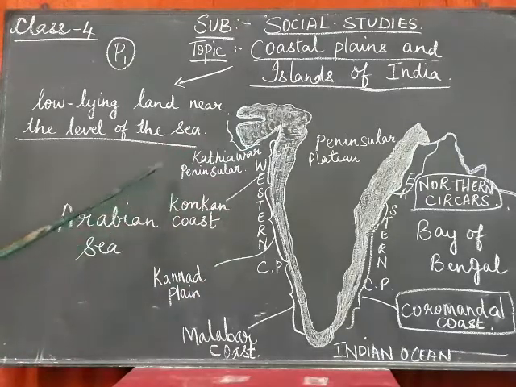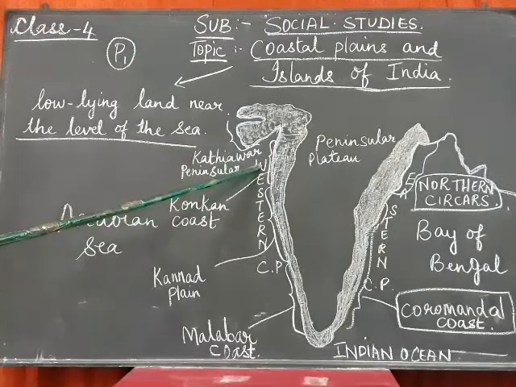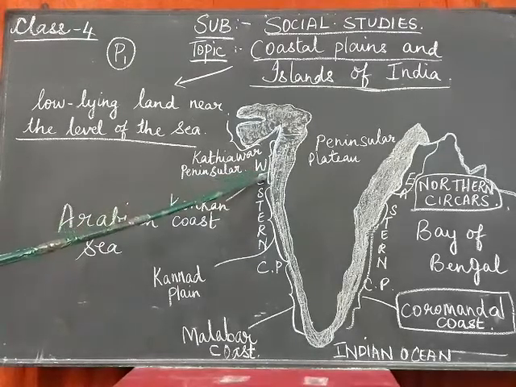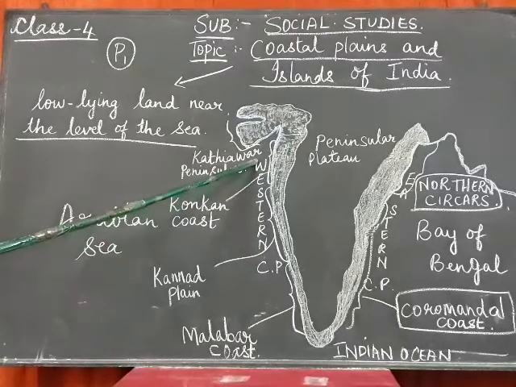Now we will first see the Konkan coastal plains. This Konkan coastal plain extends from Mumbai to Goa, and it is very rich in oil and petroleum, and it has ports and harbors such as Mumbai port. The important towns here are Mumbai, Marmagua and Panaji. Mumbai is in Maharashtra, Marmagua and Panaji are in Goa.